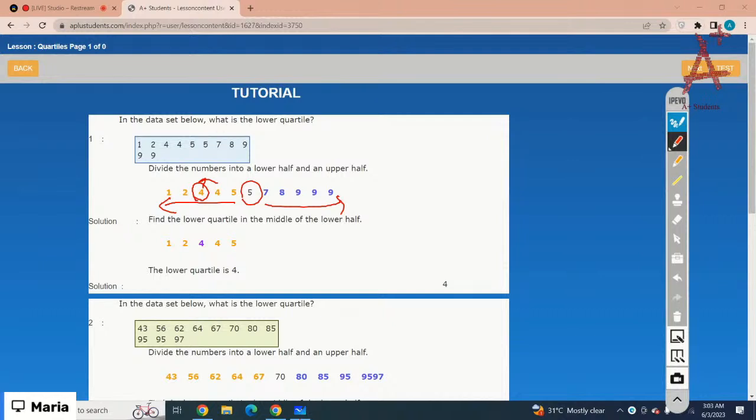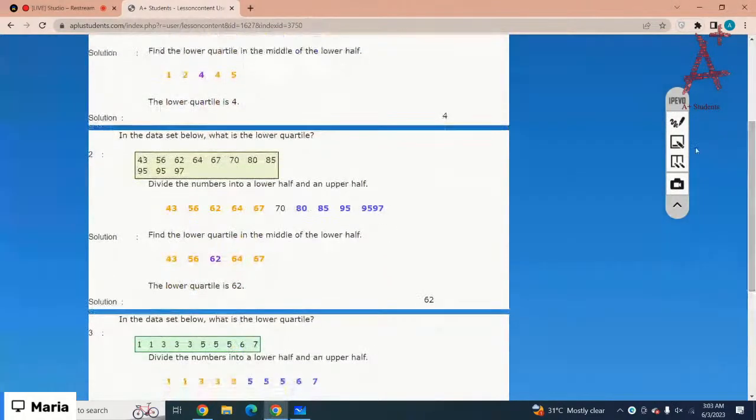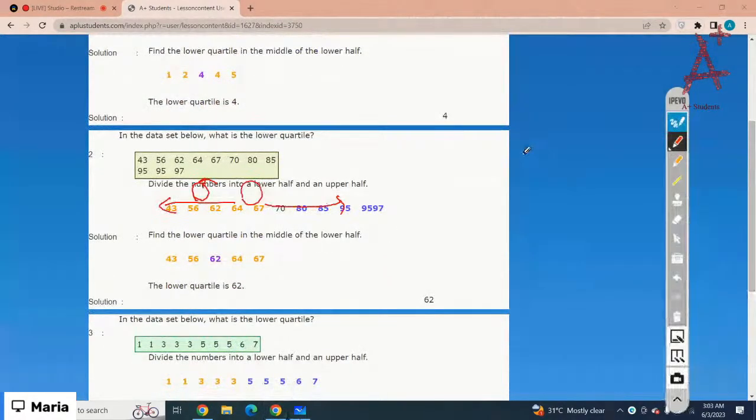Let's start with another question. You can see here, okay, in the data set below, what is the lower quartile? First, let's find the median of the data. You have to arrange the numbers from least to greatest. 70 is the median that divides the whole data into two equal groups. You can see here 1, 2, 3, 4, 5 numbers here, and 1, 2, 3, 4 numbers here.